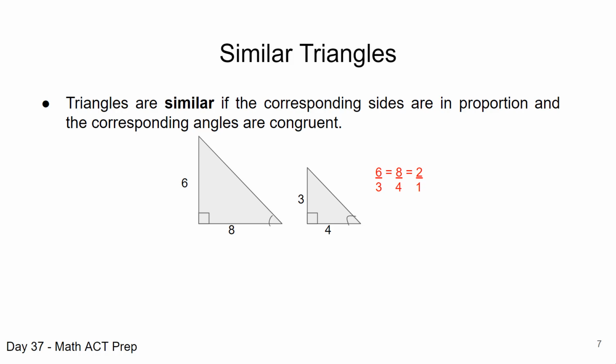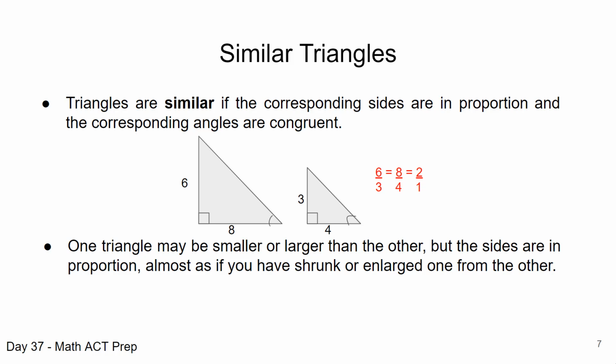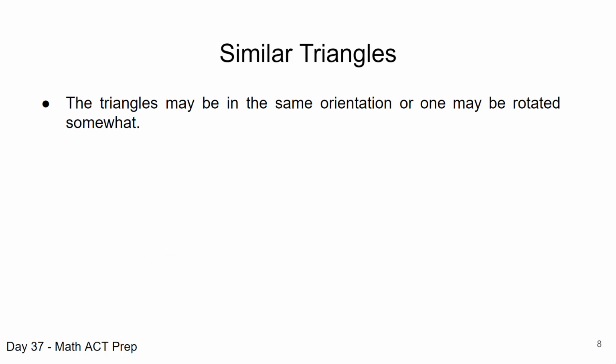Each side length, we could take that smaller triangle and multiply each side length by 2 and get the larger triangle. They are similar. One triangle could be smaller or larger than the other, but what we're talking about is that they are in proportion. You could think of them as the triangle has either been shrunk or enlarged one from another, but everything stays in proportion. Sometimes the triangles may not be in the same orientation.